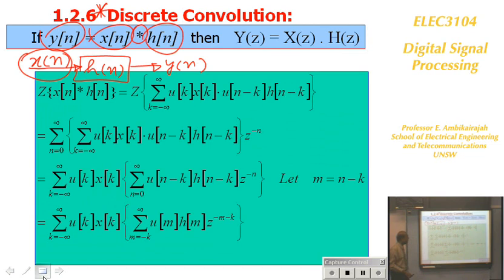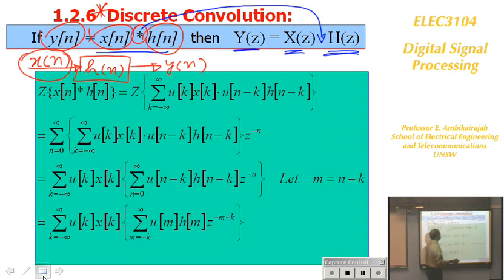We can actually show that convolution in the time domain, if you take the Z transform, comes as a multiplication. So it is X(z) multiplied by H(z). Instead of convolving two time signals, which you are not sure how to convolve, you take the Z transform of each and every one of them and multiply. If you do that, you get the Z transform.